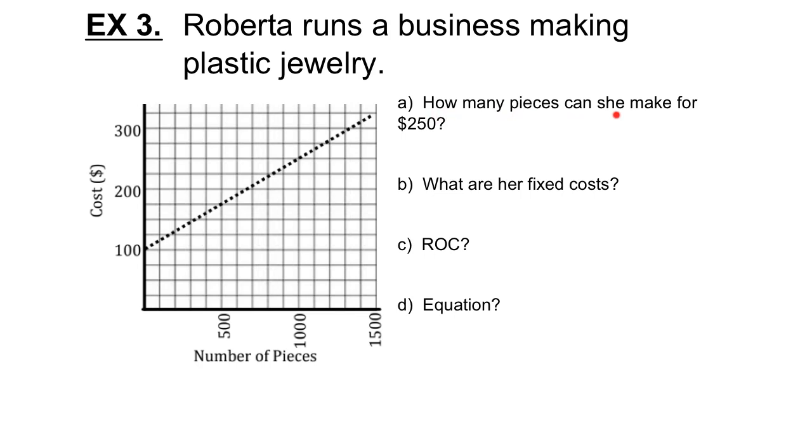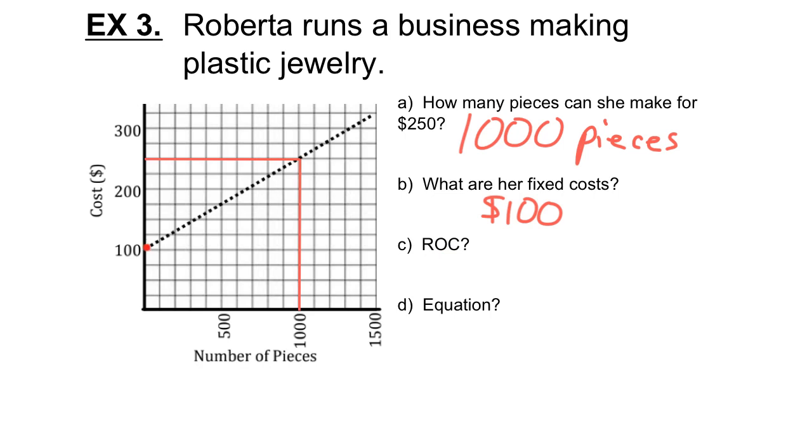So the first question, how many pieces can she make for $250? So when the cost is $250, we just go over and look down to see how many pieces that would be. So we can see she can make 1,000 pieces for $250. Okay, the next question, what are her fixed costs? So what does that mean? Well, that's referring to the initial value. A fixed cost is the starting cost. So here our fixed cost is $100.